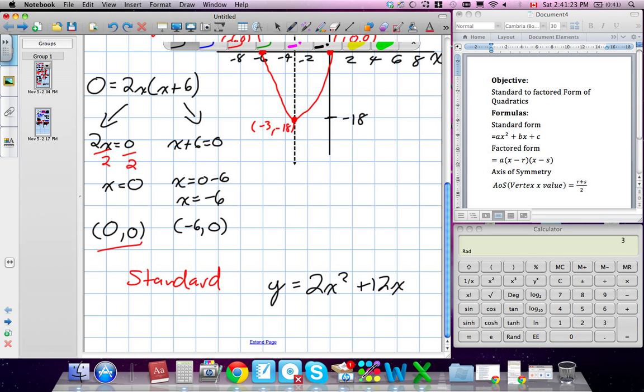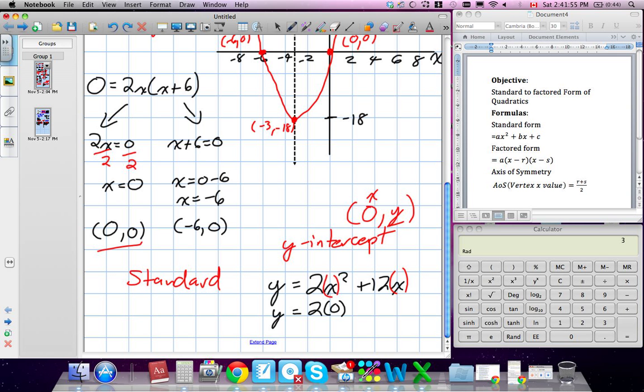Okay. Now, a y-intercept, we already know one of the values of that also. What's the x value on the y-axis? What is x equal to? 0, that's right. So our y-intercept is when x is 0, and we're solving for the y value. So in other words, we'll be replacing the x's in the equation with the number 0 and solving for y. So y is equal to 2 times 0 squared plus 12 times 0.